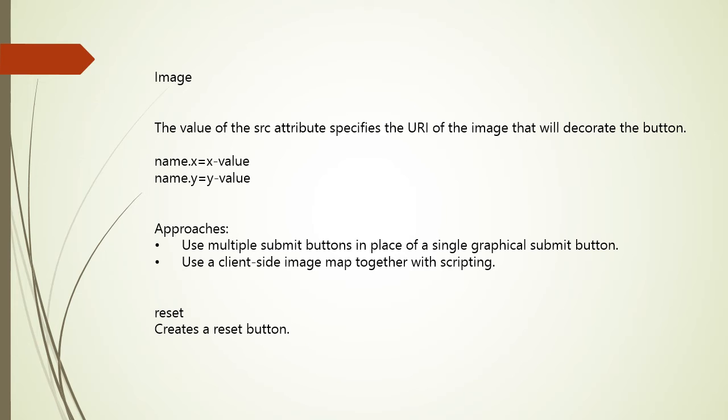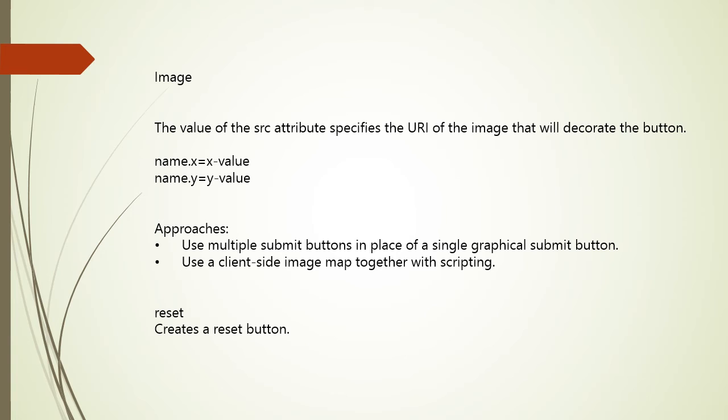When a pointing device is used to click on the image, the form is submitted and the click coordinates pass to the server. The x value is measured in pixels from the left of the image and the y value in pixels from the top of the image. The submitted data includes name.x equals x value and name.y equals y value, where name is the value of the name attribute and x value and y value are the x and y coordinate values. If the server takes different action depending on the location clicked, users of non-graphical browsers will be in trouble. For this reason, users should consider alternate approaches like using a client-side image map together with scripting, or using multiple submit buttons in place of a single graphical submit button.